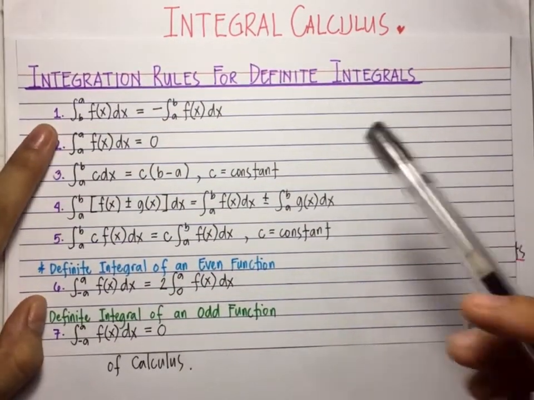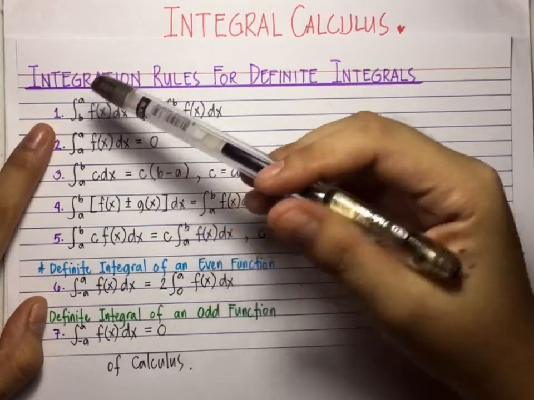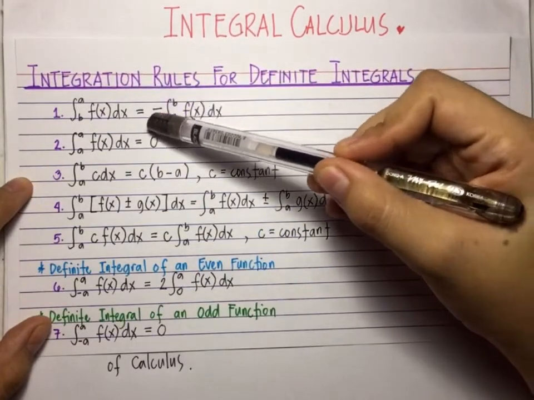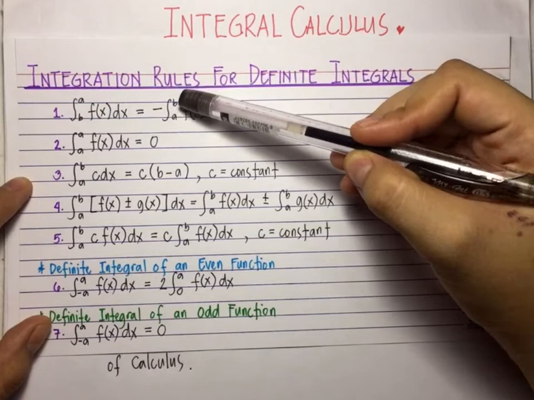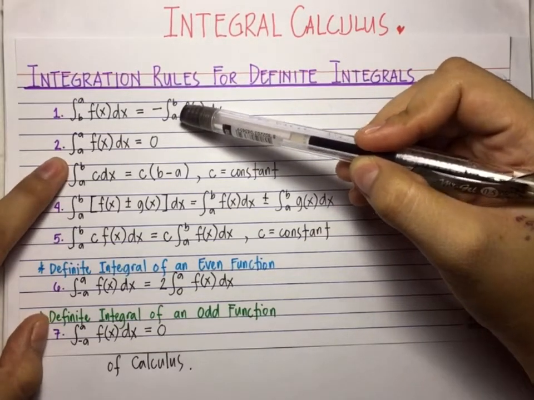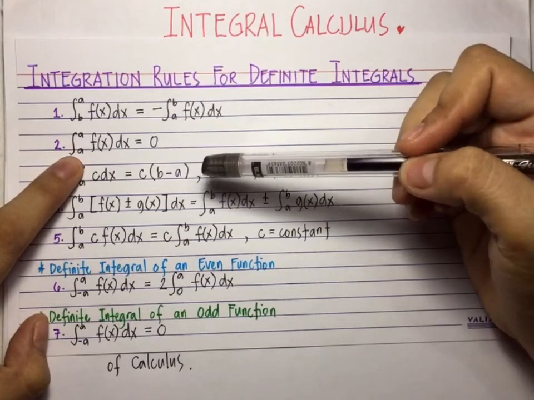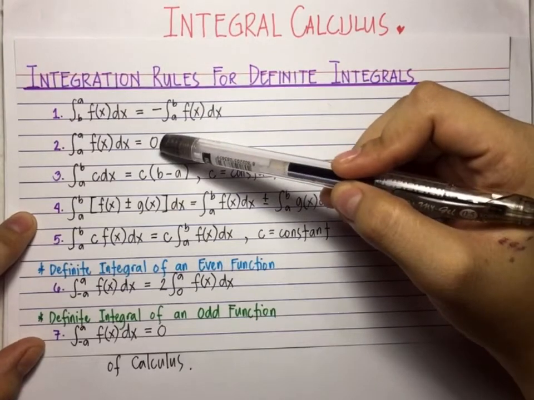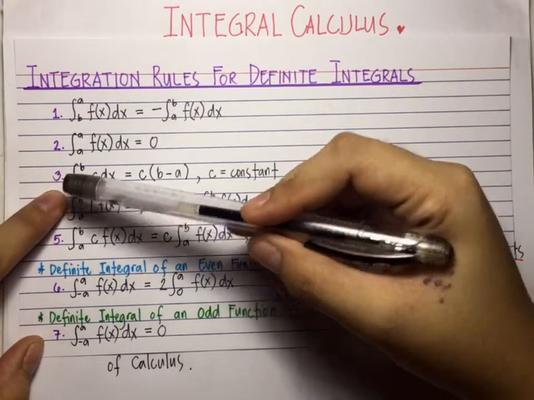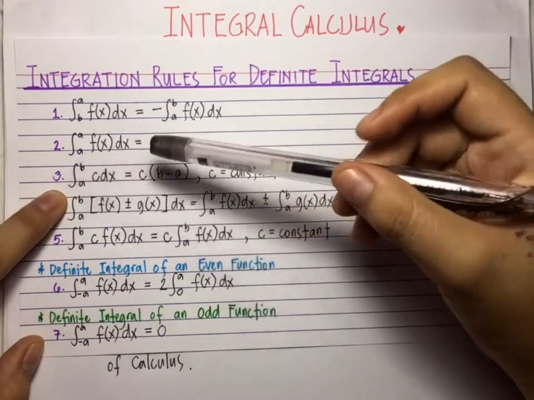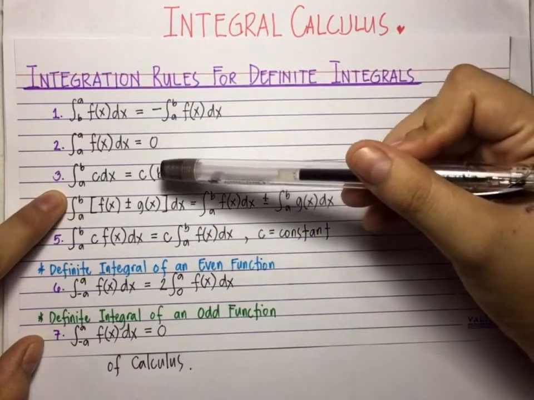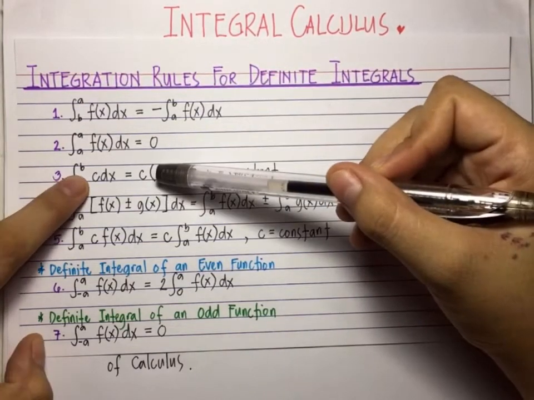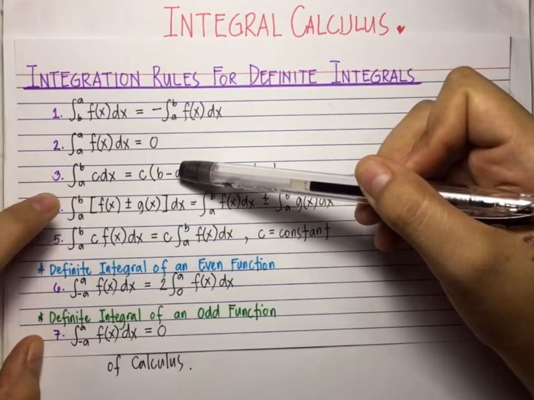Number 1, if the upper limit becomes the lower limit and the lower limit becomes the upper limit, we place a negative sign before the integral and switch back the value of the upper and the lower limit. Second, if the value of the lower limit and the upper limit is the same, then the definite integral is 0. Third, the integral of c dx from a to b is equal to c times the value of b minus a, where c is constant, b is the upper limit and a is the lower limit.